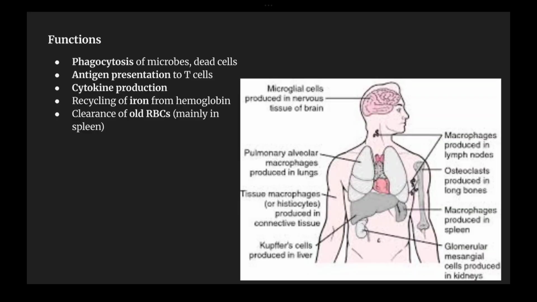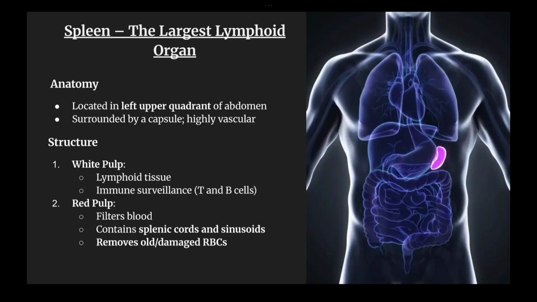So whenever RBCs break down and release hemoglobin, the iron from the hemoglobin is taken up and recycled. Next, clearance of old RBCs. Whatever old dead RBCs after 120 days are sent into the spleen, and in the spleen they start to be degraded and deleted out of your body.